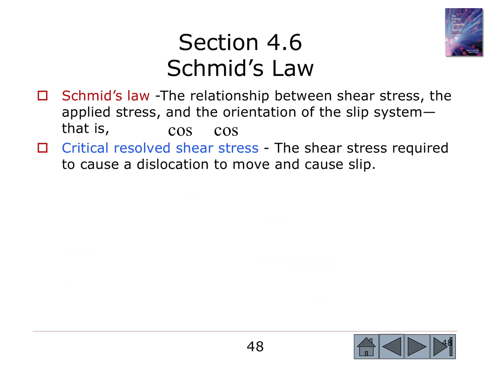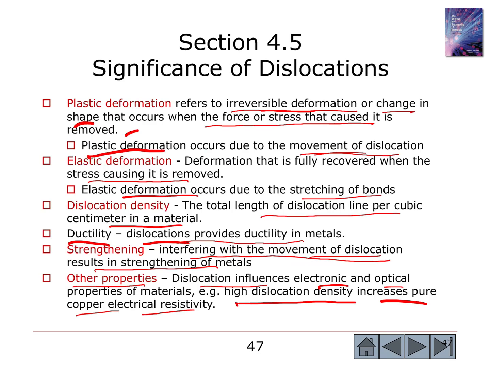Okay, so we are going to study Schmid's law in the next lecture.